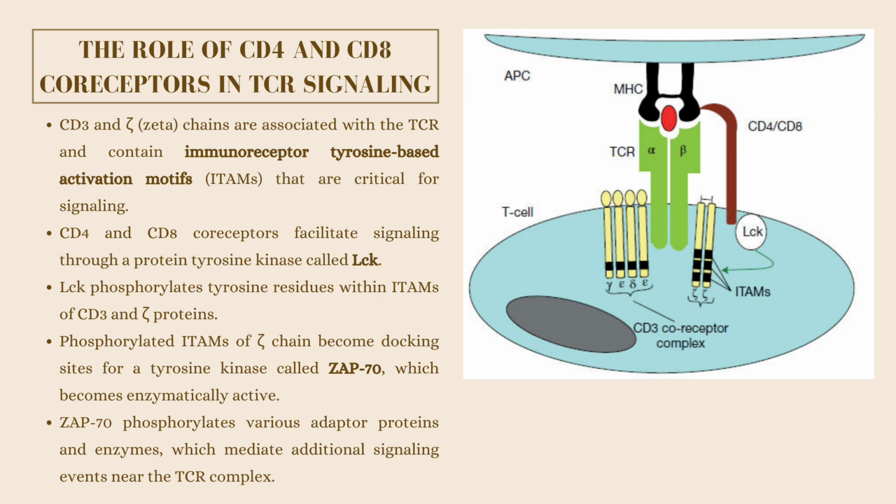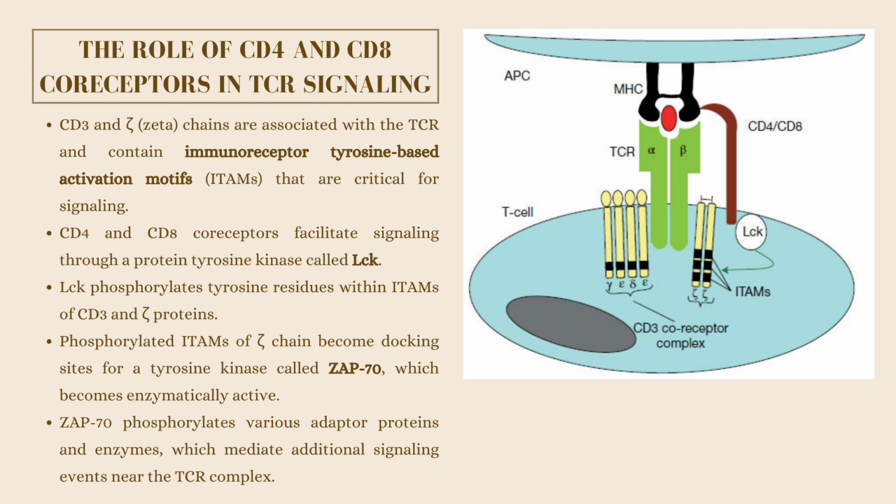This leads to the activation of ZAP70 and the assembly of various adaptor proteins and enzymes near the TCR complex, mediating further signaling events. The image on the right shows the T cell receptor complex, with the help of CD4 or CD8 receptors, identifying peptide antigens in MHC molecules. Signals for TCR activation are passed through the CD3 complex consisting of CD3 gamma, epsilon, delta, and zeta chains.